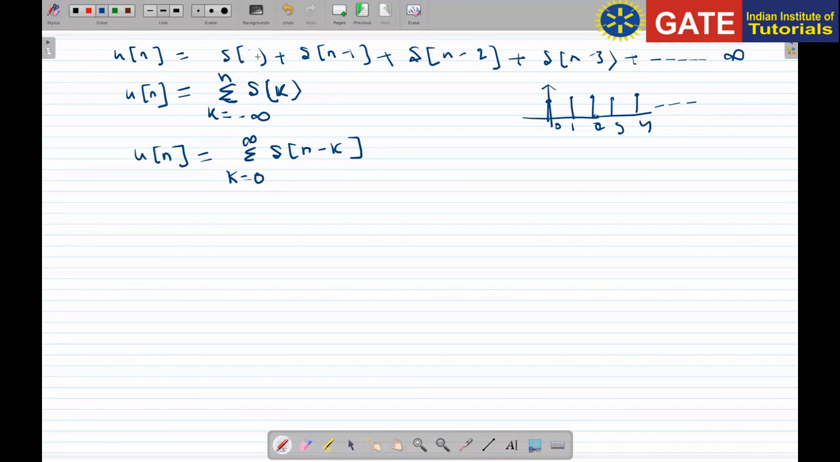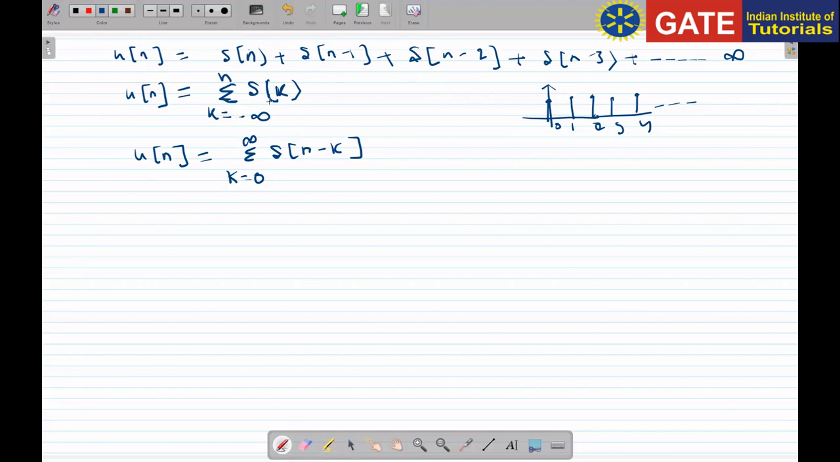Let's start here with del of n. Keep the value del of n, then del of n minus 1. It should start with n. Then I think you can understand properly. If you keep the k value as n, del of n. K value as n minus 1, then del of n minus 1. K value n minus 2, del of n minus 2, till minus infinity.